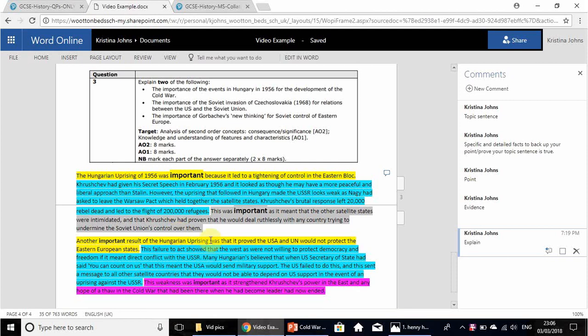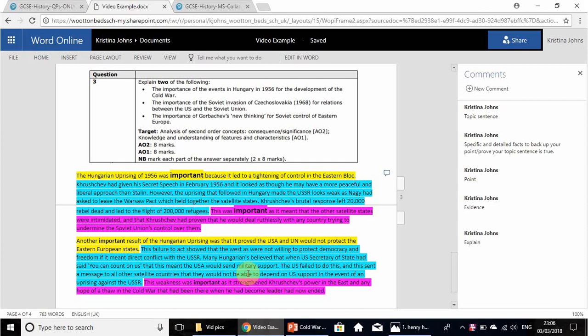And then I've given a separate second point. I've tried to pick something really different. So here I've got something about Russia and the impact on the Soviet Union and their sort of concerns in the Cold War. And then my second paragraph is about the international impact. So how did the USA respond?